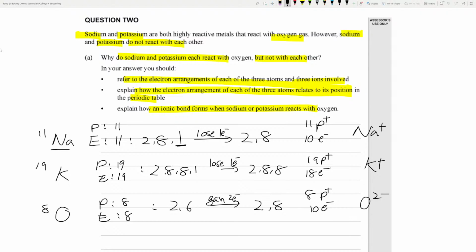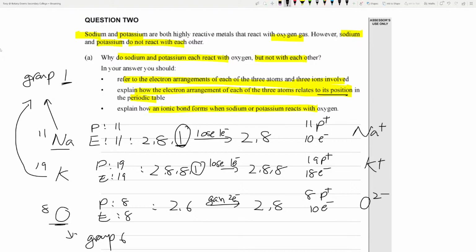All right, so how does it relate to the position on the periodic table? So what does that mean? Sodium is a group 1 element, because it has 1 outer shell electron. Potassium is also a group 1 element, it has 1 outer shell electron. Oxygen is a group 16 element, that's why you have 6. Group 16, it has 6 valence electrons. Okay, so why do sodium and potassium react with oxygen? Because sodium needs to lose an electron, whereas oxygen needs to gain electrons.